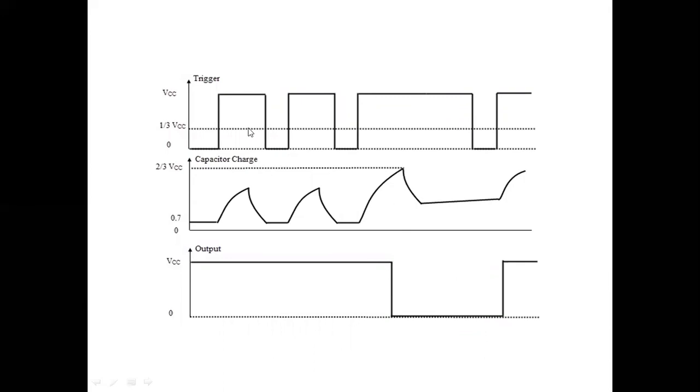So here we are applying the pulses. Even though we apply the second pulse, the capacitor voltage does not reach 2/3 VCC, which it normally would because of the trigger pulse. In this case it does not, because we have added a transistor across the capacitor, so the capacitor voltage clamps to 0.7 volts.